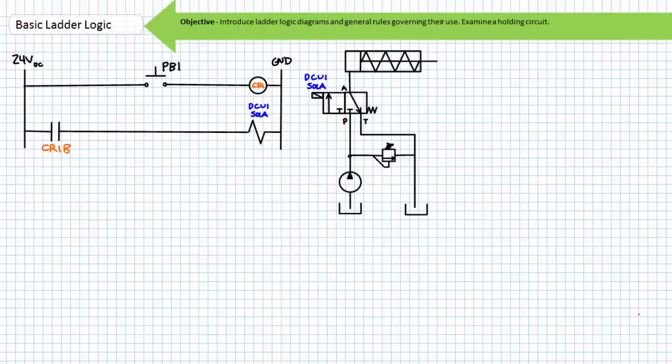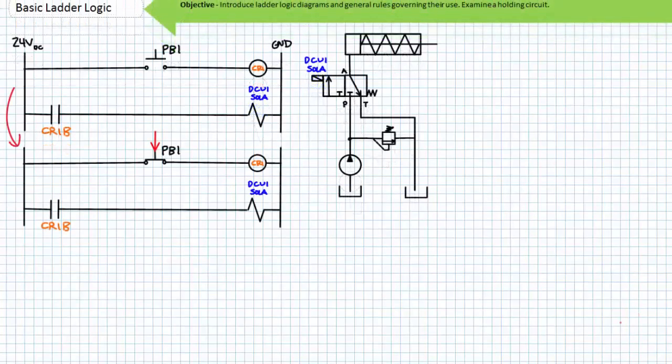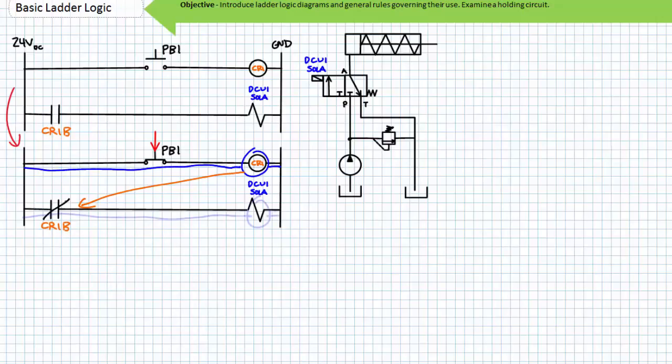Rather than push button 1 directly energizing or de-energizing solenoid A, it does so via the control relay intermediary. If an operator were to press momentary push button 1, the normally open switch would close, and the coil of CR1 would be energized. When the coil of CR1 energizes, its associated contacts would change states. Normally open CR1B would close. The now closed CR1B contact energizes solenoid A.